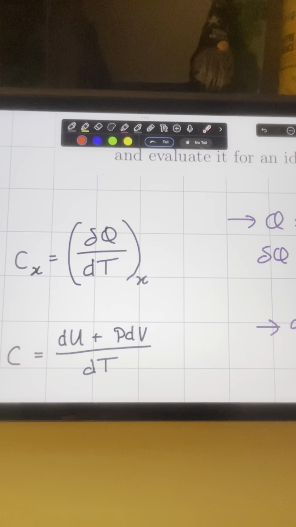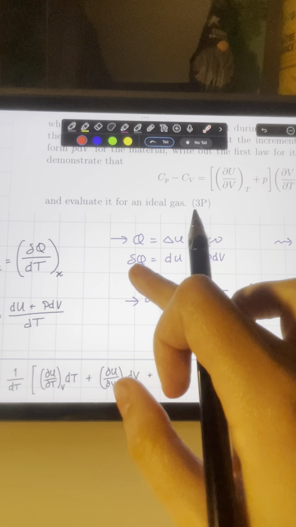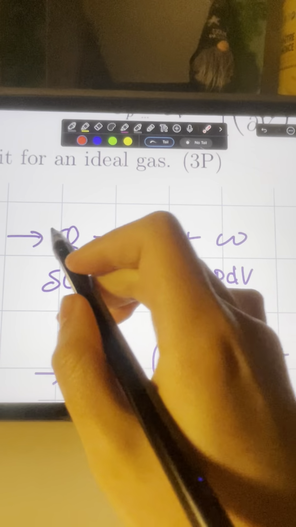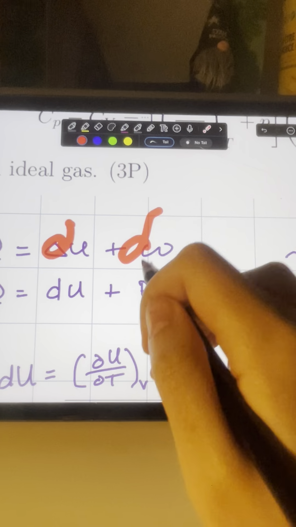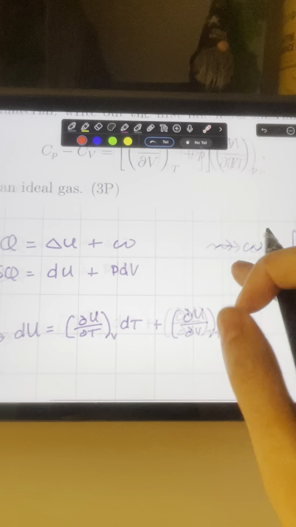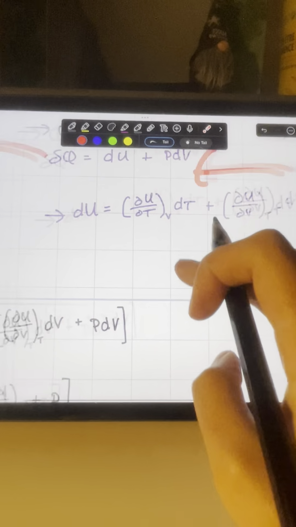Now, if we look at this original heat capacity equation he gave us, you could see a dQ here. Make it delta Q. You have a delta W, which is what he was given, dW is equal to PdV. Sub that in. It's a bunch of subbing in, and then you come here.